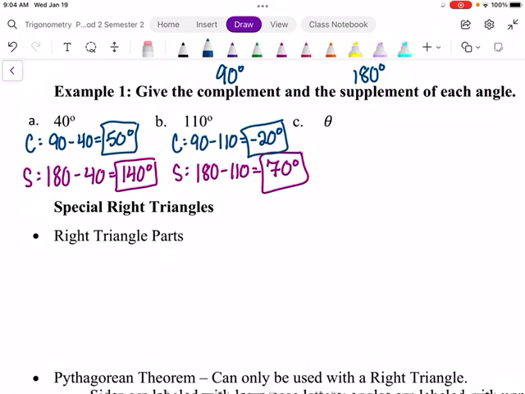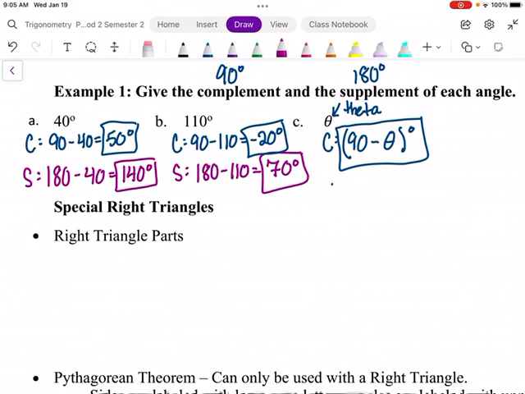When you're not given a number, but you're given a variable, we're still going to find our angle the same way. We're going to start with 90 for our complement, and then subtract our variable. And remember, this symbol is called theta, and we use it a lot in trigonometry. So this one would be 90 minus theta degrees for our complementary angle. And our supplementary angle, we're still going to start with 180, and then subtract theta. And that would be our supplement.